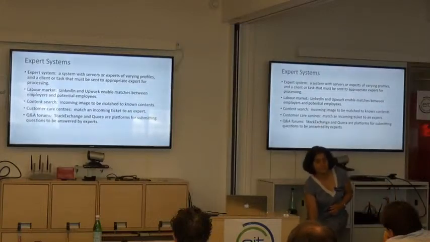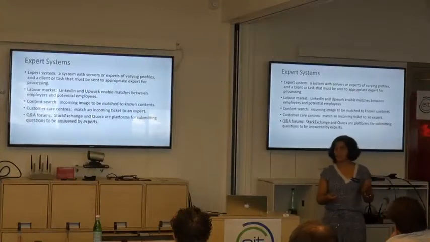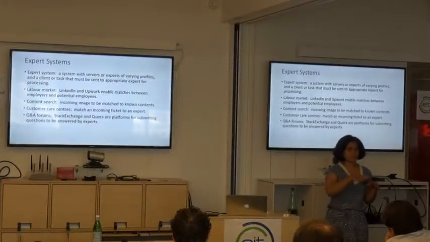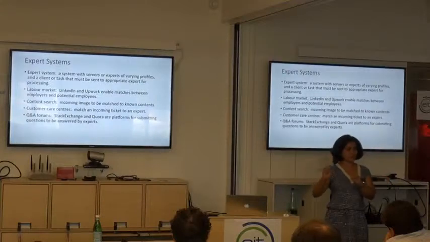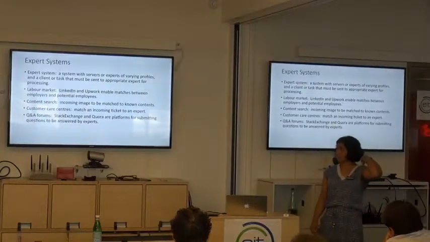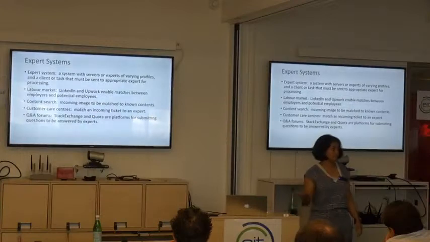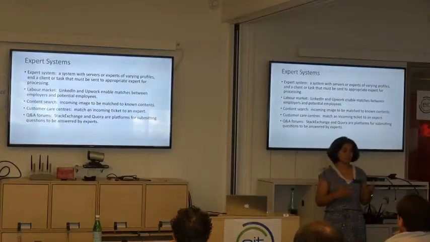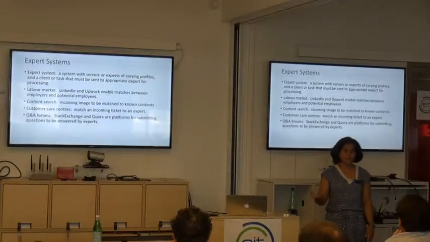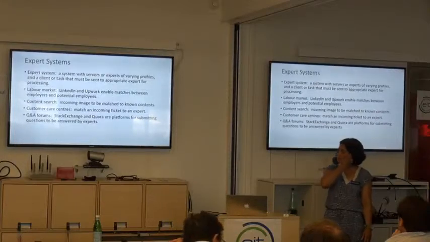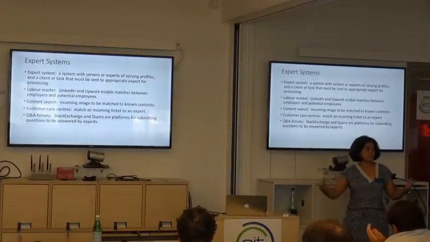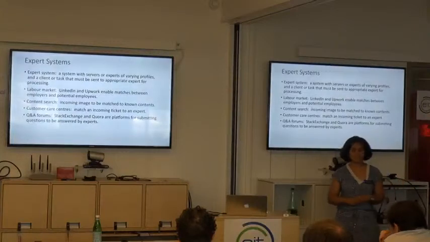Another example is content search, where you have an incoming image and you need to tag it by matching it to known contents. The set of contents you can consider as being the experts, and then you have this unknown image that comes in that needs to be sent to the right content. Then customer care centers, where you have customer care tickets, people with problems with their modems or phones or whatever, that come in as a piece of text and you need to send it to the right expert who can solve this problem for them. And the example that I'll be talking about in more detail is question and answer forums like Stack Exchange or Quora, where people pose questions and then, hopefully, the right expert will answer them for you.